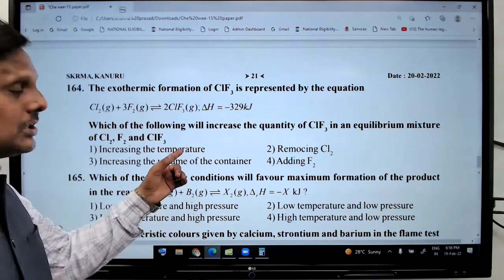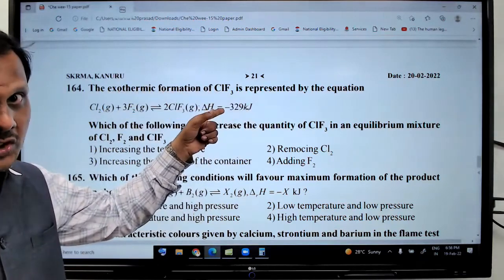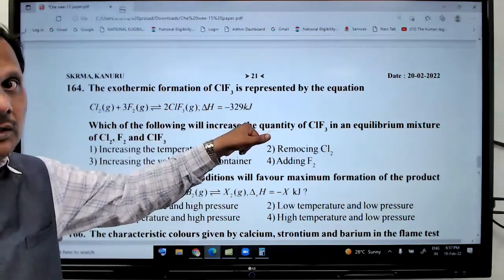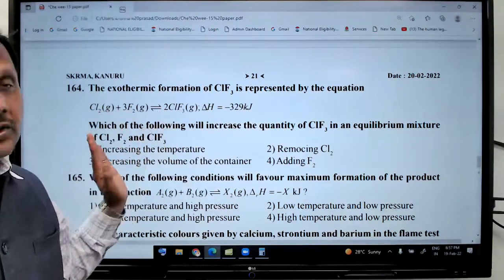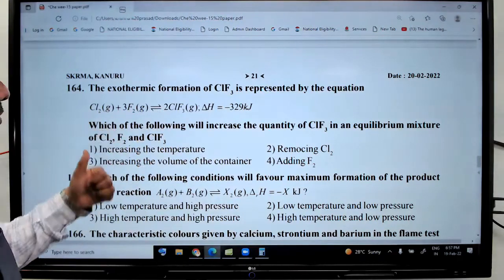Increasing temperature is not forward direction, it is backward direction. Exothermic is forward direction, so exothermic means decreasing temperature here, which is incorrect. Removal of CO2: if we remove CO2, it goes in the backward direction.